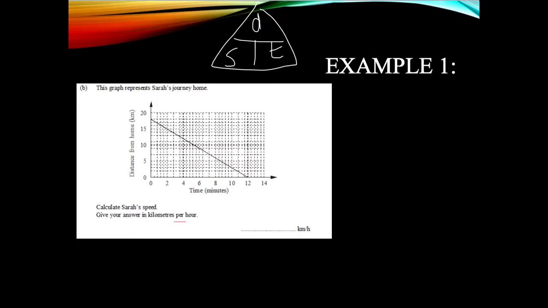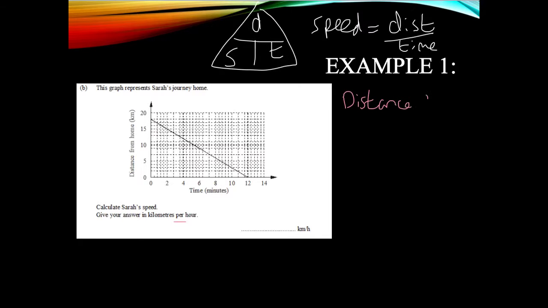For those of you that are better at algebra, you might just want to remember it as speed is distance over time, and just rearrange according to what it is that you're trying to find out. Okay, in this example then, let's see what information we've got. We know that her distance from home, as it shows on here, is 18 kilometres. So distance is 18 kilometres.